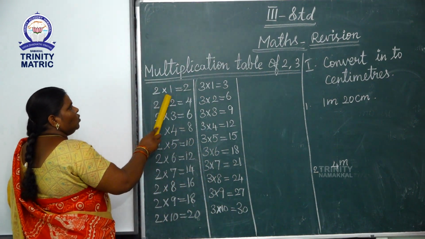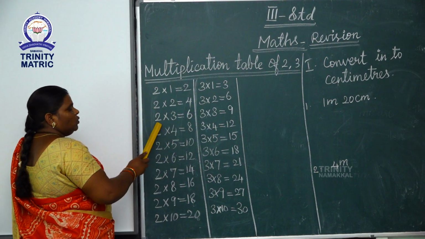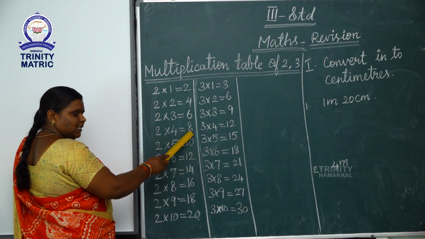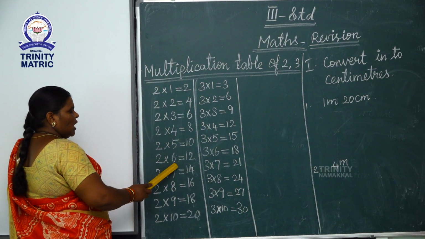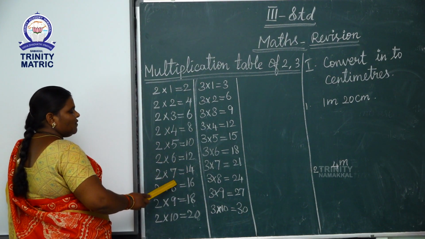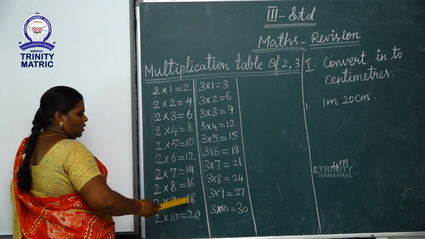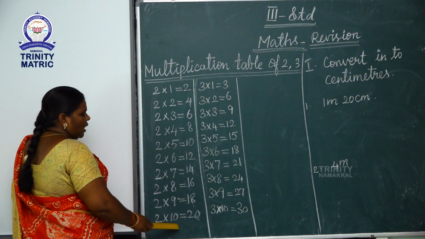Say: 2 1s are 2, 2 2s are 4, 2 3s are 6, 2 4s are 8, 2 5s are 10, 2 6s are 12, 2 7s are 14, 2 8s are 16, 2 9s are 18, 2 10s are 20.